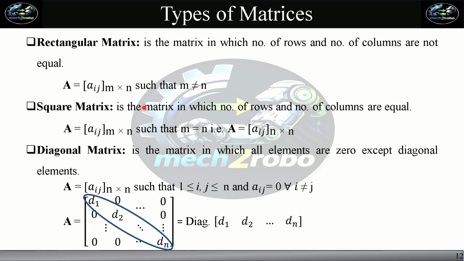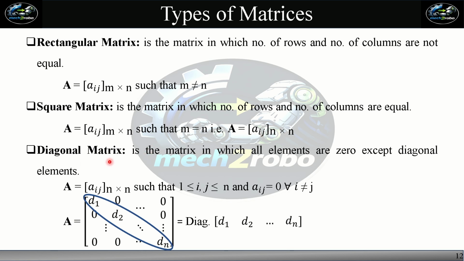Then square matrix. Square matrix is the matrix in which number of rows is equal to the number of columns. That is, we can say that M is equal to N. We can also write it as N cross N, this N by N order.